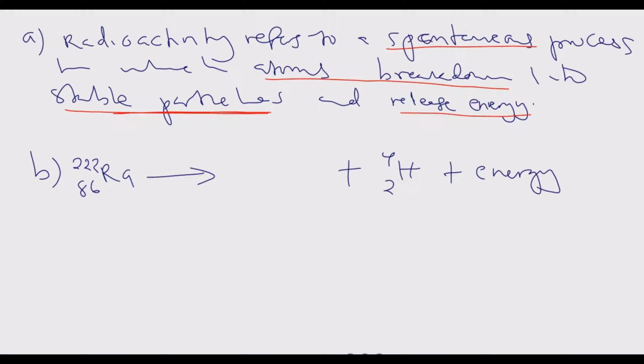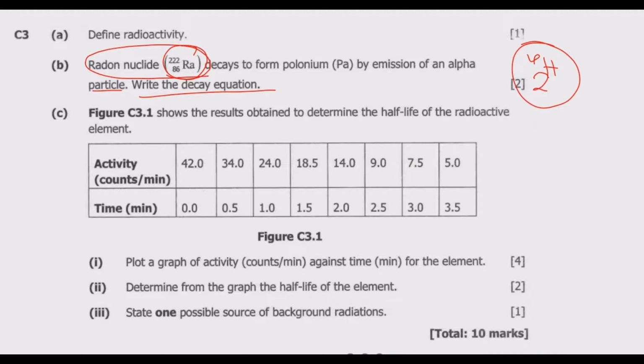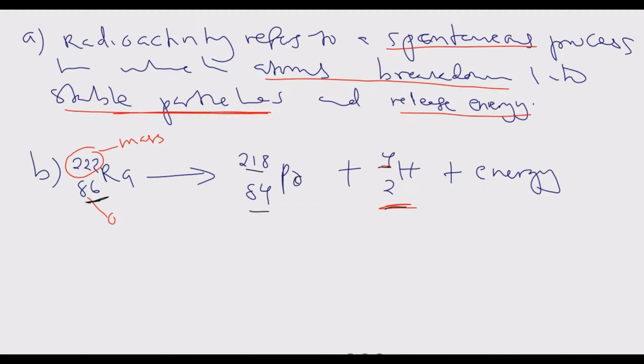Now what is going to happen is, because it has released this helium, we need to subtract the mass number of this helium, then also subtract the proton number of helium. So it will be 222 minus this. We are going to get polonium to be 218, then 84. So that when I add this one plus that one, I should get 86, then this one plus this one, I should get 222. The symbol of polonium is Po. So here it's Po. Once you do that, you are good to go.